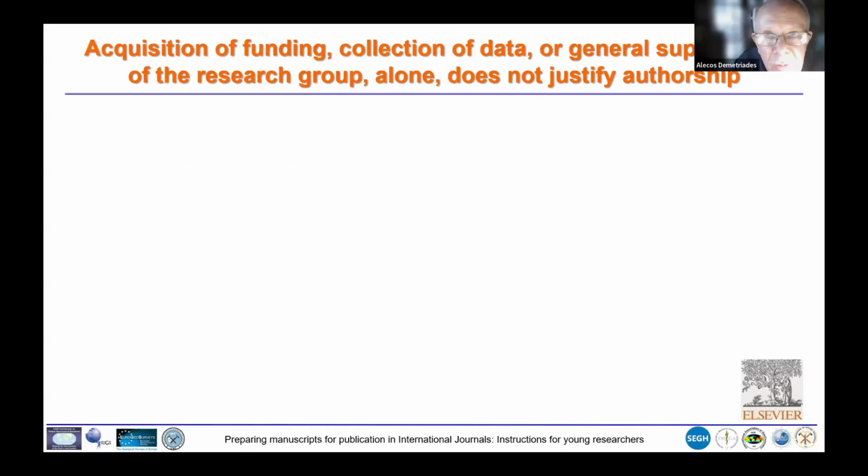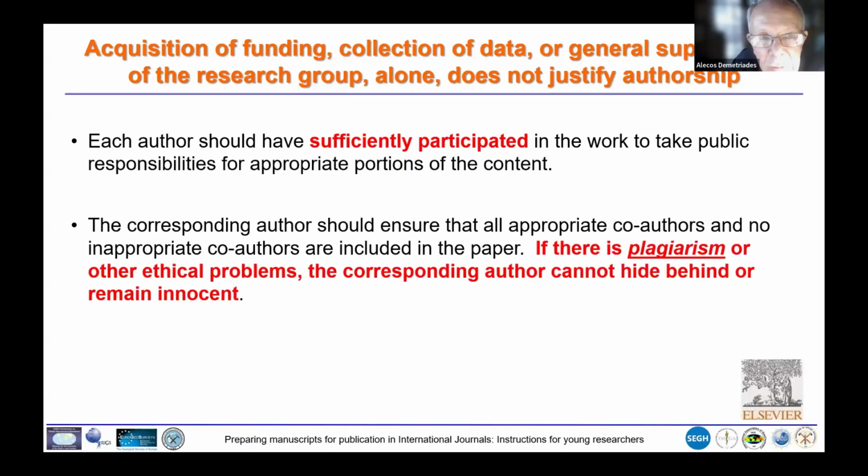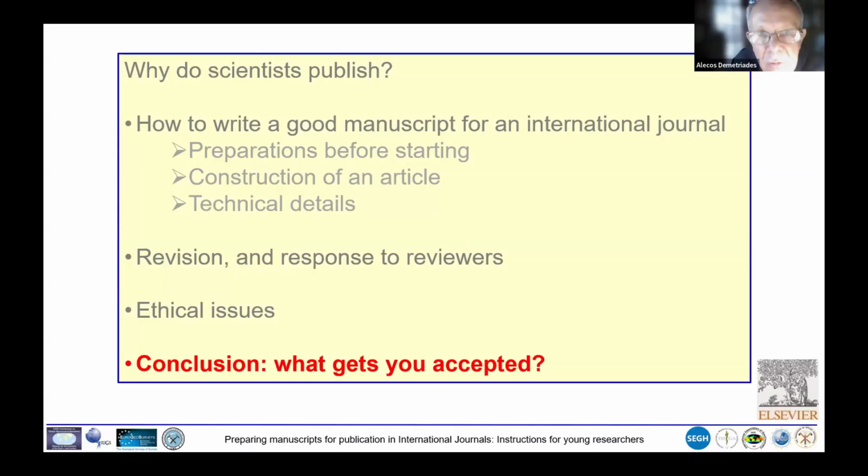Acquisition of funding, collection of data, or general supporting of the research group alone does not justify authorship. Each author should have sufficiently participated in the work to take public responsibility for appropriate portions of the content. The corresponding author should ensure that all appropriate co-authors and no inappropriate co-authors are included in the paper. If there is plagiarism or other ethical problems, the corresponding author cannot hide behind it or remain innocent, because it is his responsibility, unfortunately.